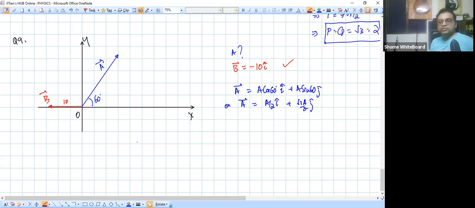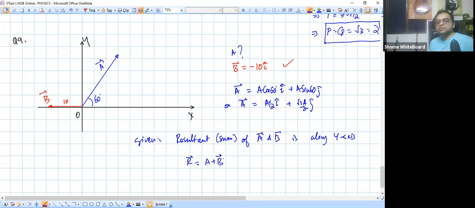So now, given that the resultant, or in other words sum of A and B, is along the y-axis. This should be along the y-axis. So now just calculate the resultant first. So add up these two vectors. So it is A by 2 minus 10 I cap plus A root 3 by 2 j cap. So this should be along the y-axis.